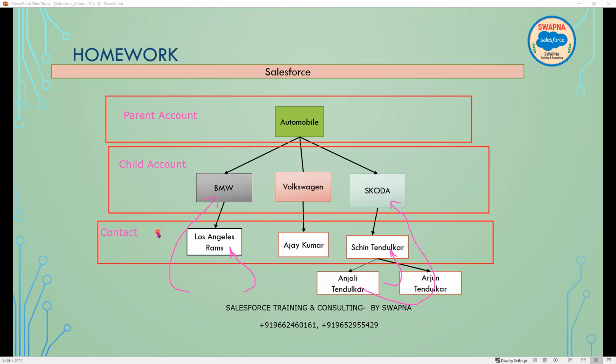Salesforce. There is an automobile industry, and they want to buy Salesforce. If they want to purchase Salesforce, they have to go to the Salesforce company. Now, within the automobile industry, we have BMW, Volkswagen and Skoda. These are the child accounts.